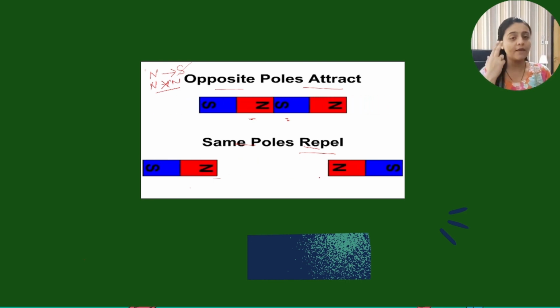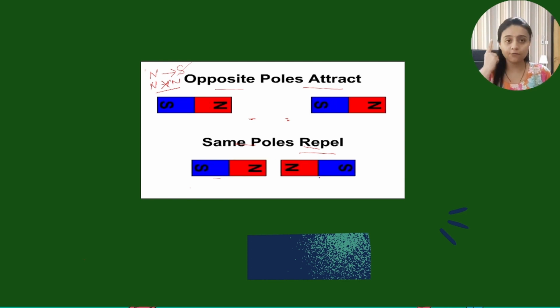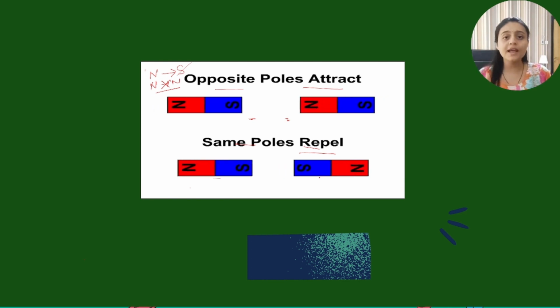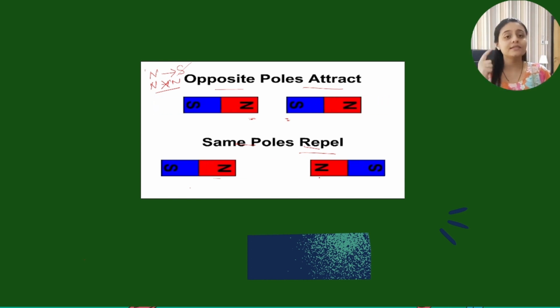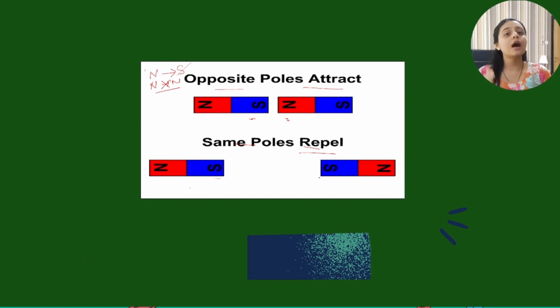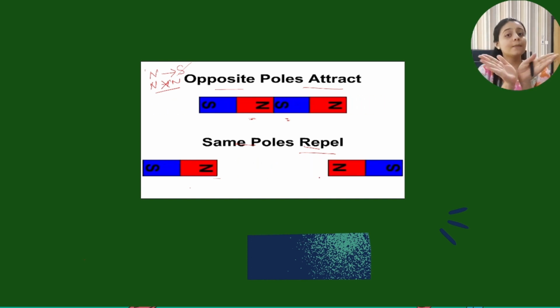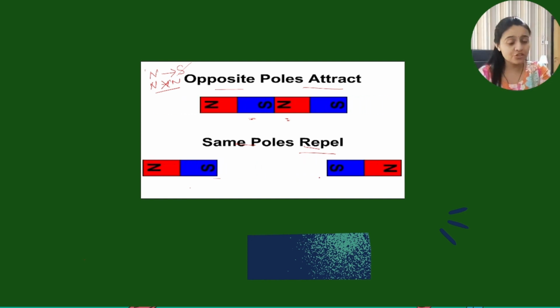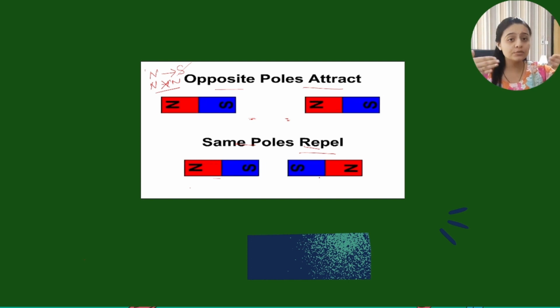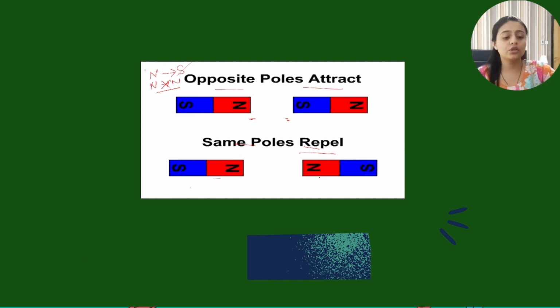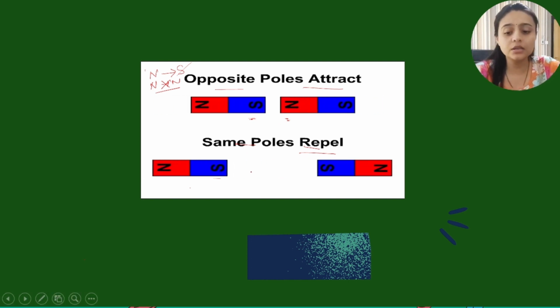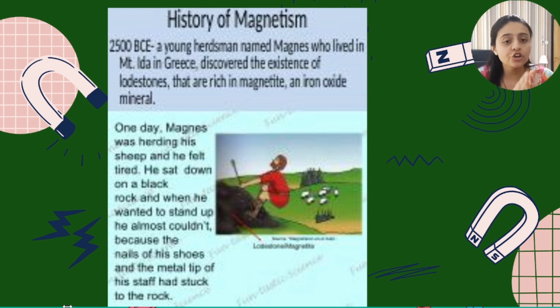Two characteristics we have learnt about the magnet: a magnet has two poles, one is the north pole and the second is the south pole. And the second characteristic of a magnet is that the same poles will repel each other and the opposite poles will attract each other. The like poles will repel each other and the unlike poles will attract each other. Let's see further. We are going to study the history of magnetism.